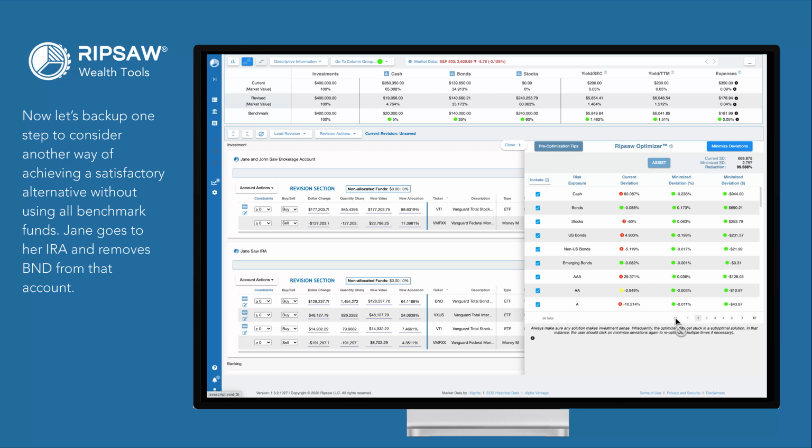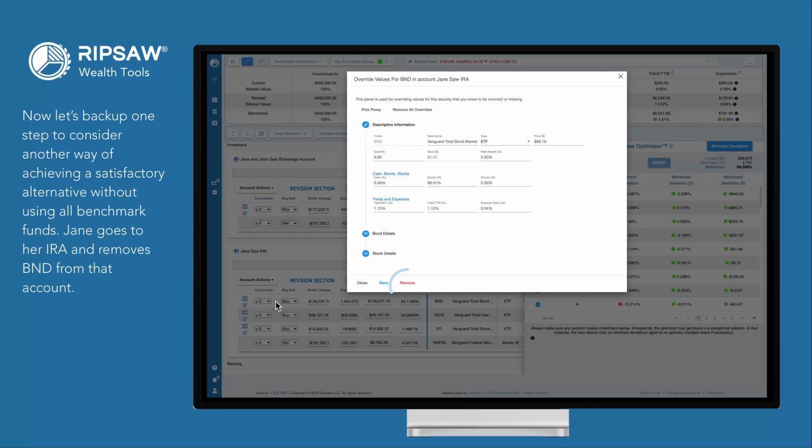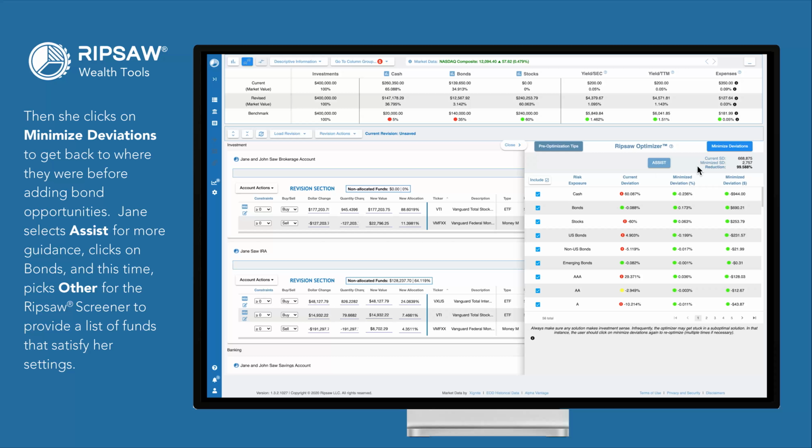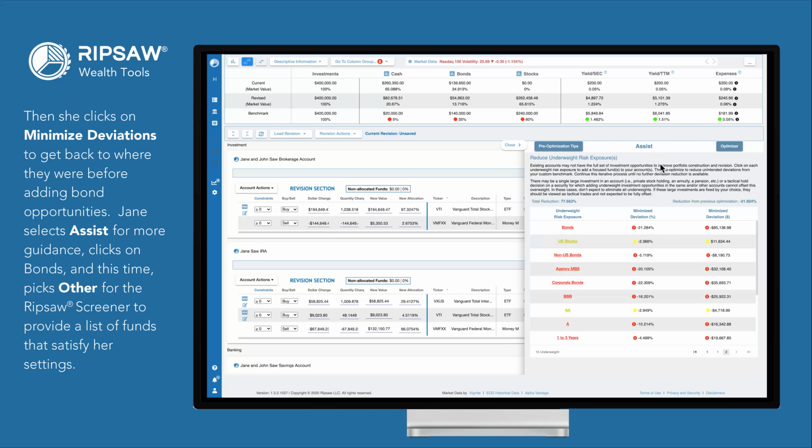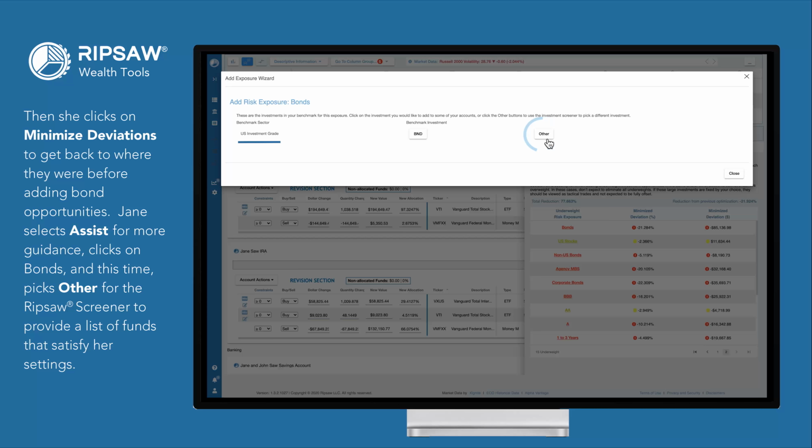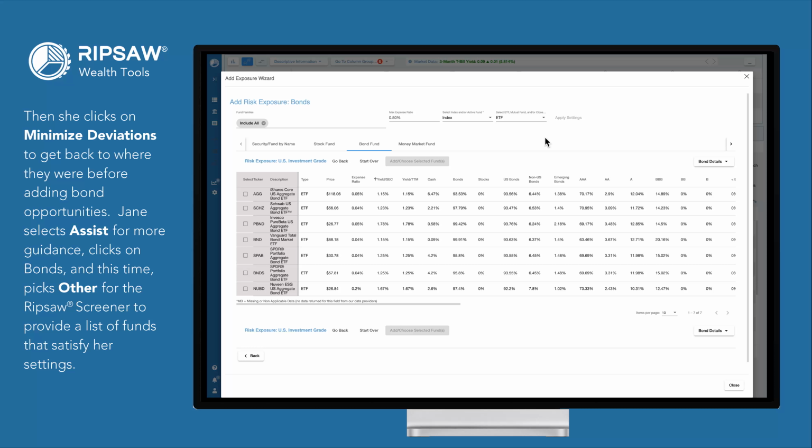Now, let's back up one step to consider another way of achieving a satisfactory alternative without using all benchmark funds. Jane goes to her IRA and removes BND from that account. Then she clicks on Minimize Deviations to get back to where they were before adding bond opportunities. Jane selects Assist for more guidance, clicks on Bonds, and this time picks Other for the Ripsaw screener to provide a list of funds that satisfy her settings.